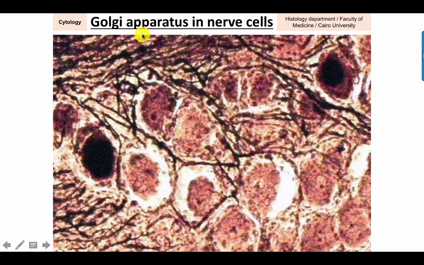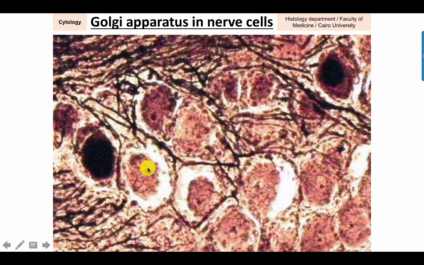Here we have the Golgi apparatus in the light microscope, stained by its special stain, which is silver. Here all of these are nerve cells. And we have this network of granules scattered in the cytoplasm, and actually they are surrounding the nucleus. So this is the Golgi apparatus in the nerve cell stained by silver.